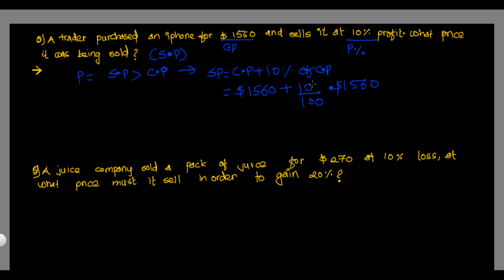So if you use the calculator, you will get our SP as $1716. So that's our SP. Therefore, the price at which it is being sold is $1716. That's how you understand this kind of problem.